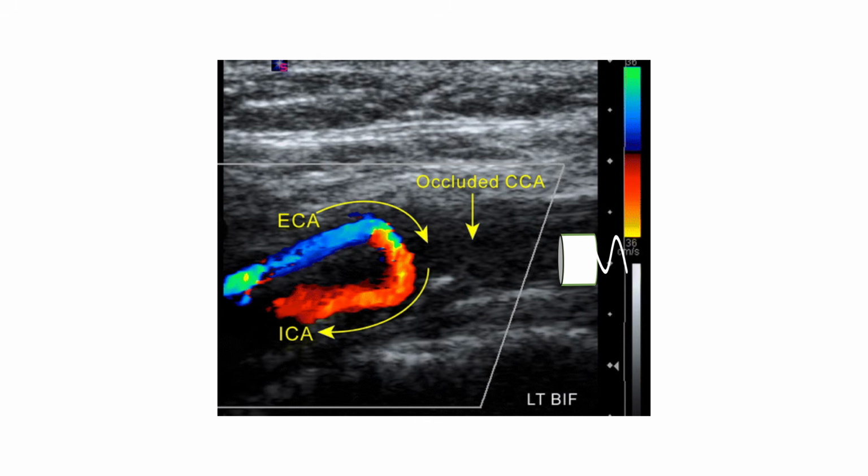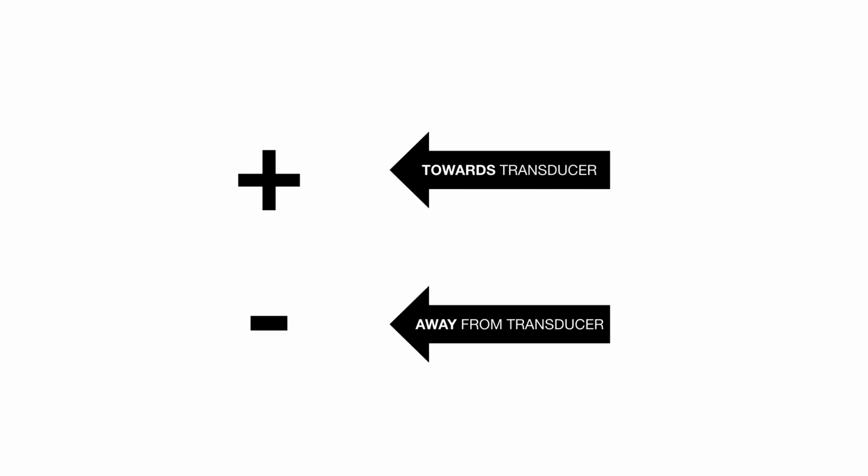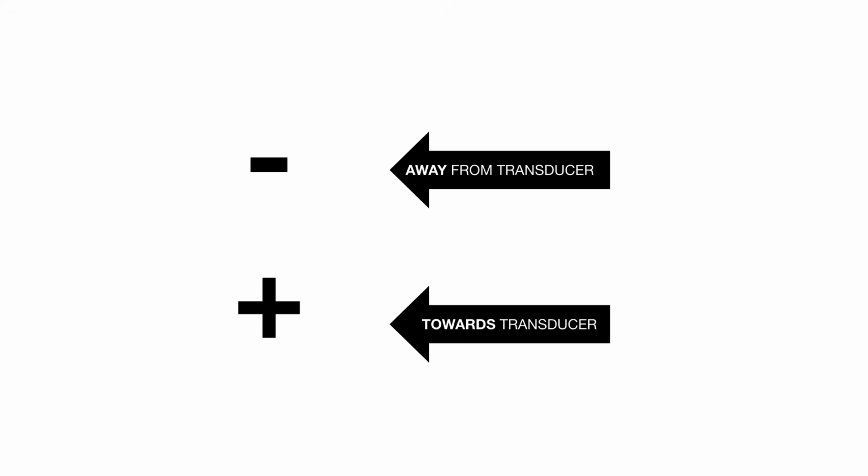So what do we do if we have no color? Can we still determine flow direction without color? Sure can. You still have a key. It's just not in color. In this case, it's positive and negative. Positive is towards the transducer. Negative is away from the transducer. It doesn't matter which way you flip it, which way you invert. Positive is always towards the transducer, and negative is always away from the transducer.